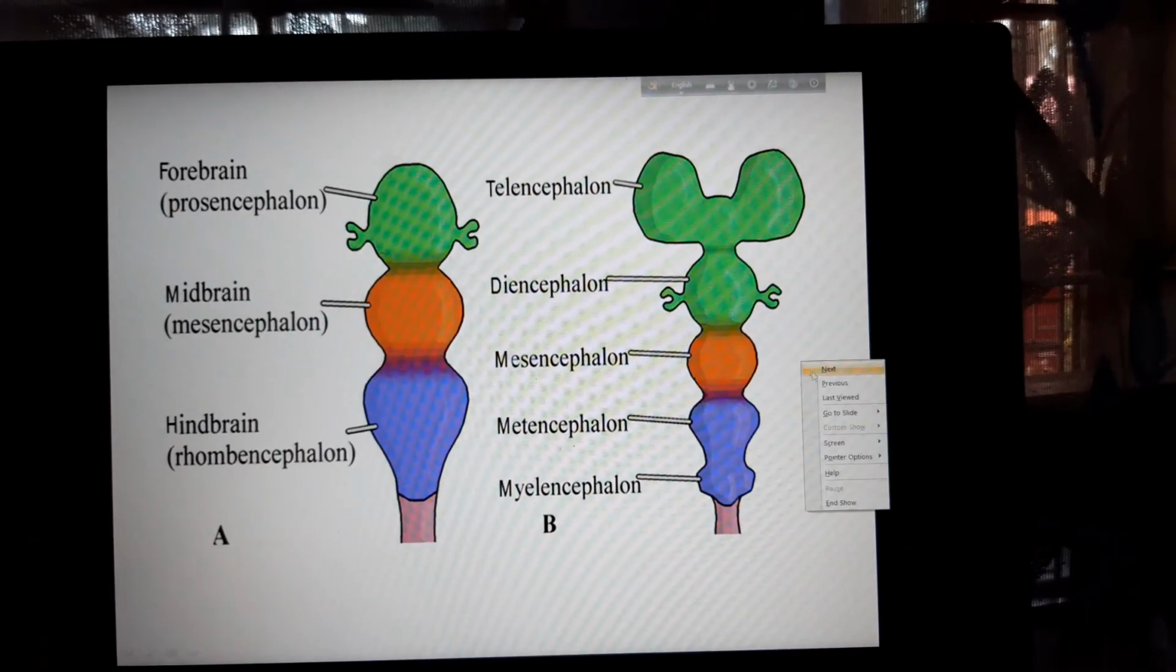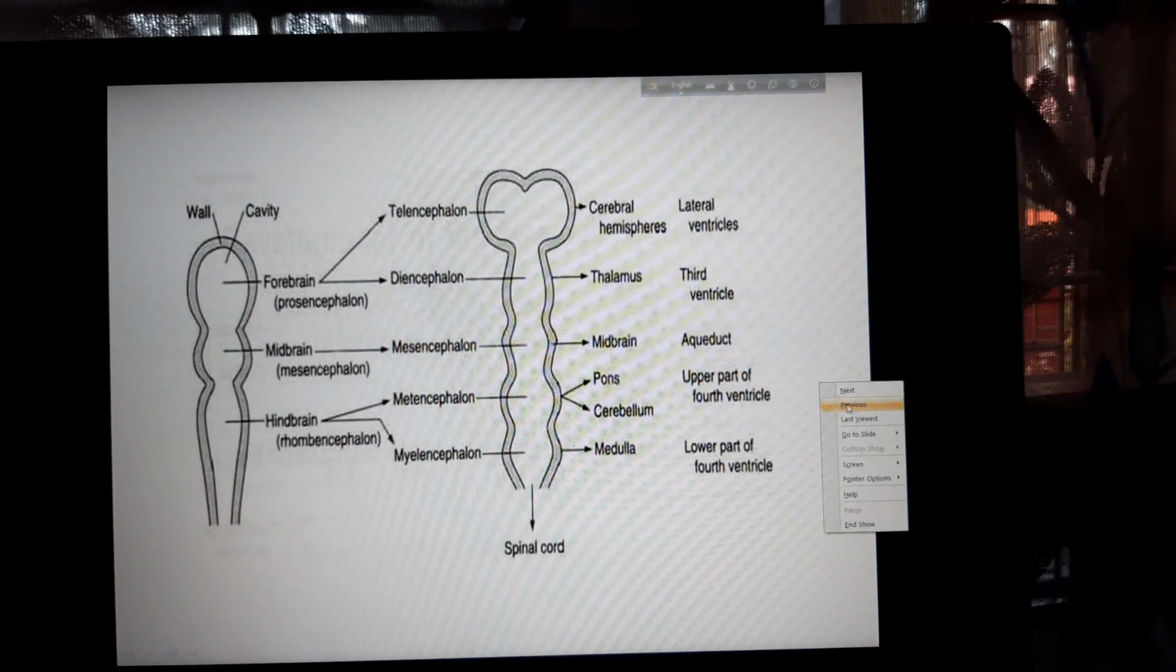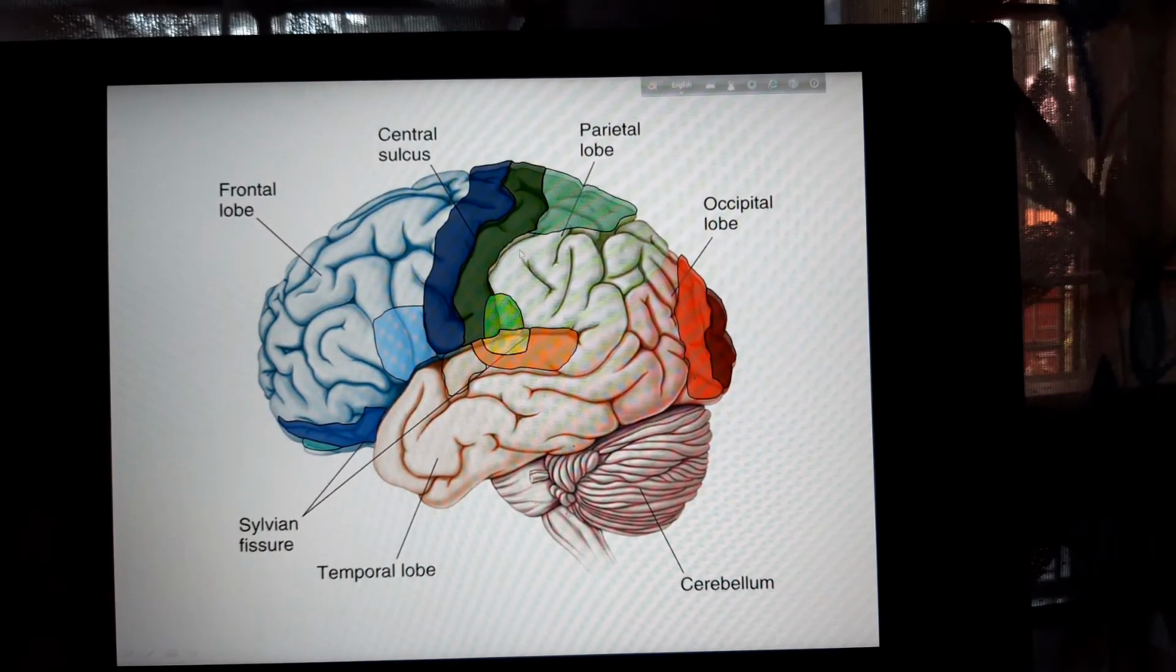Next, you see, this is the prosencephalon. Prosencephalon is the forebrain. It is also called the forebrain. It consists of the cerebral hemisphere and the diencephalon. The prosencephalon consists of the telencephalon and the diencephalon. The telencephalon is known as the cerebral hemisphere.